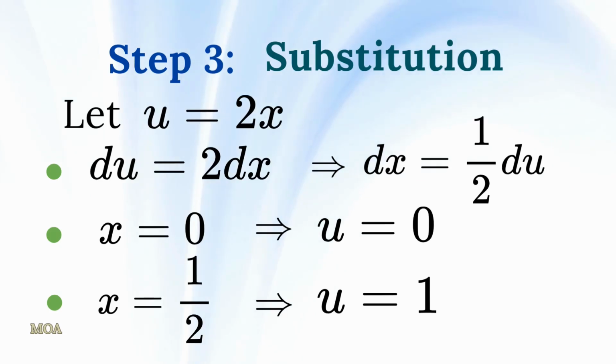Let u equal 2x. Then du equals 2 dx, which means dx equals 1/2 du. We also re-express the limits of integration in terms of u. When x equals 0, u equals 0. When x equals 1/2, u equals 2 times 1/2, which is 1. So the new lower limit is 0, and the new upper limit is 1.